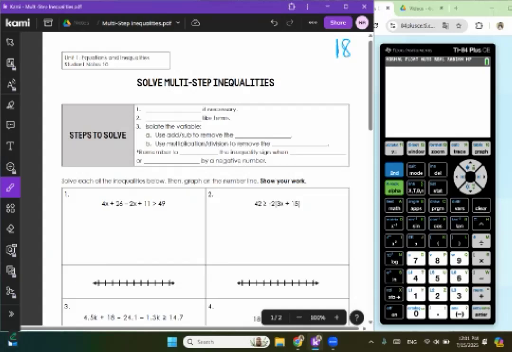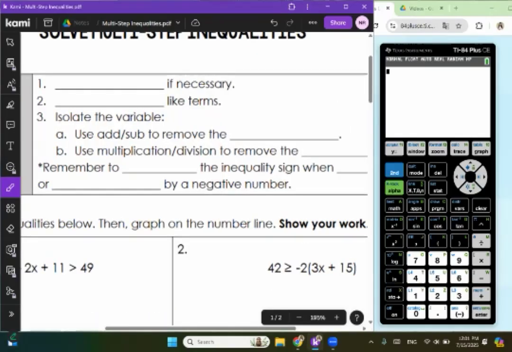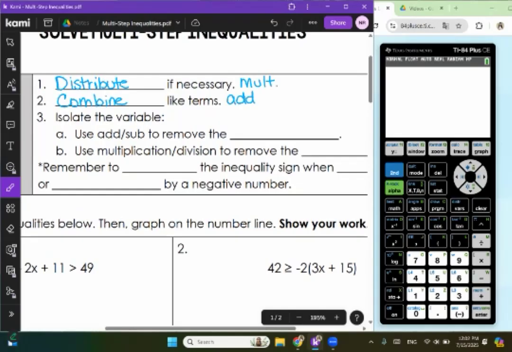Okay. So when we're solving multi-step equations, as always, first thing you want to do is distribute if necessary. Remember, distribute means to multiply. And when do you distribute? When you see parentheses. After distributing, then you want to combine. When we combine, we're strictly talking about adding and subtracting.